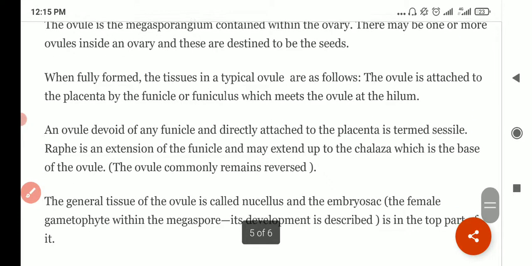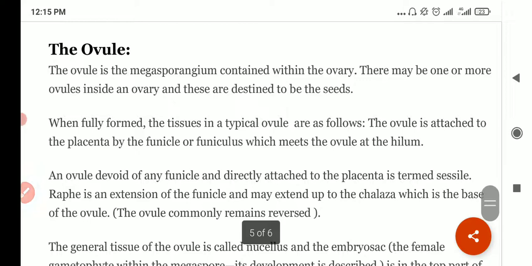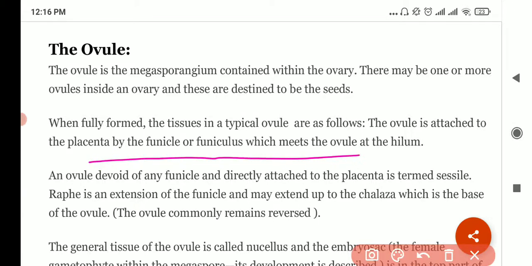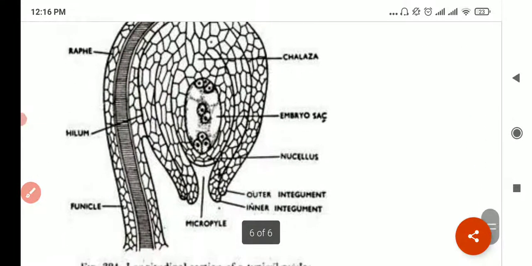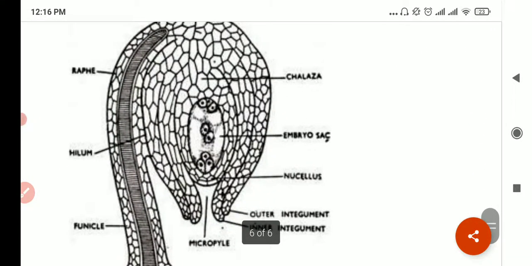So looking at the last part, that is the ovule, it is the megasporangium. There may be one or more ovules inside an ovary, and they will be seeds in the future. So the ovule is attached to the placenta by the funicle or funiculus, which meets the ovule at the hilum. I know it sounds complicated, just see the image. If you know the diagram, you will understand the explanation.